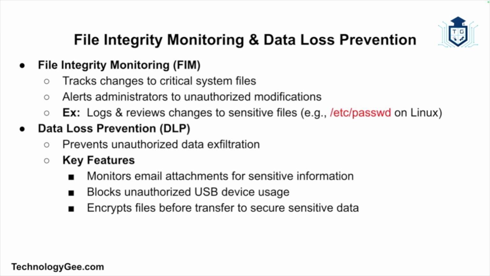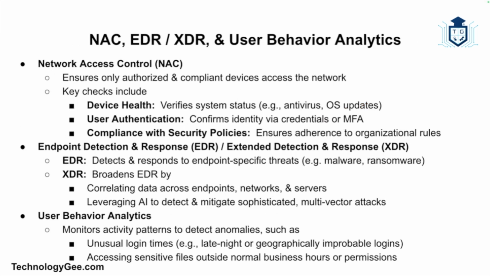Then that leads us into data loss prevention, or DLP. So DLP solutions, they prevent unauthorized data exfiltration by monitoring email attachments for sensitive information, blocking USB devices, and encrypting files before transfer. All right, next, let's quickly talk about network access control. And this ensures that only authorized and compliant devices can access the network. It checks device health, user authentication, and compliance with security policies.